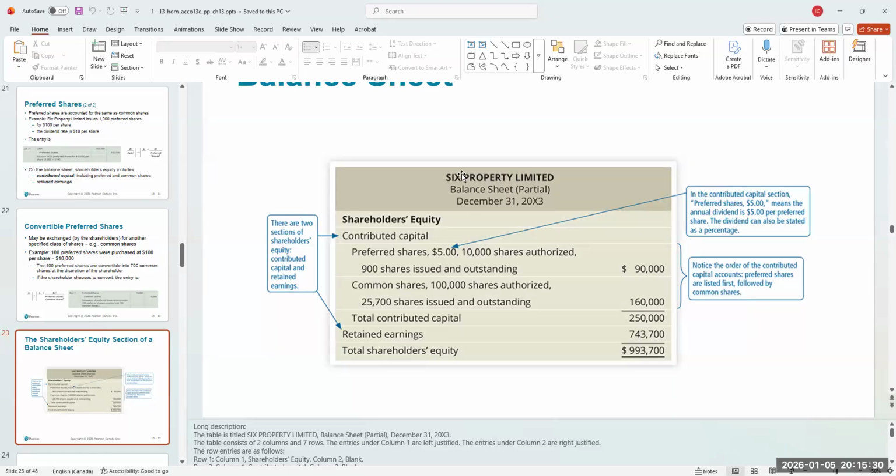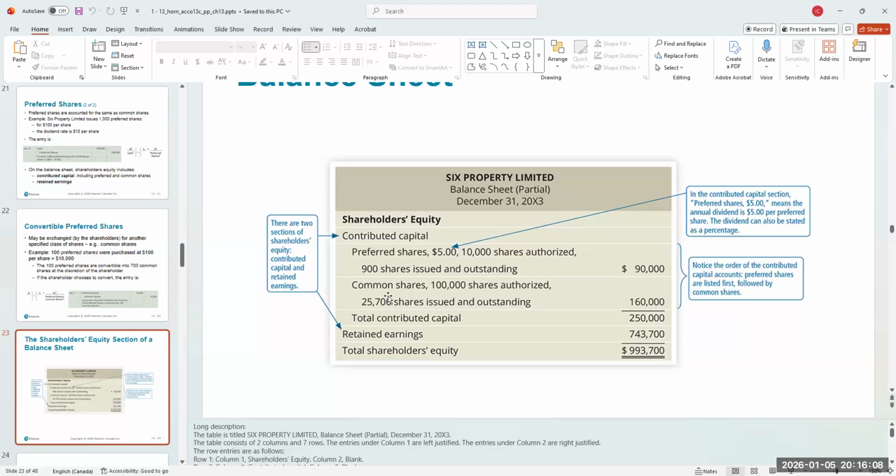Where did the contributed capital come from? In this case, it came from the preferred shares, which pay a dividend of $5. The company's articles of incorporation state that they can issue 10,000 shares over the life of the corporation, so the 10,000 shares are authorized. Currently, 900 out of the 10,000 shares were issued and outstanding. The book value is $90,000.